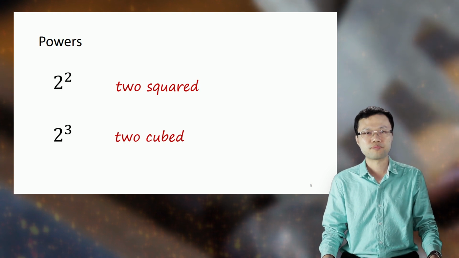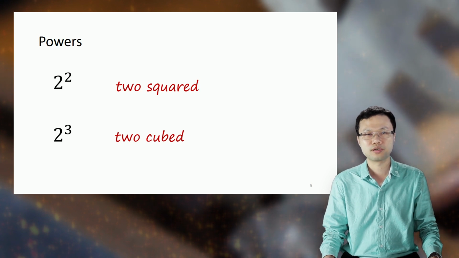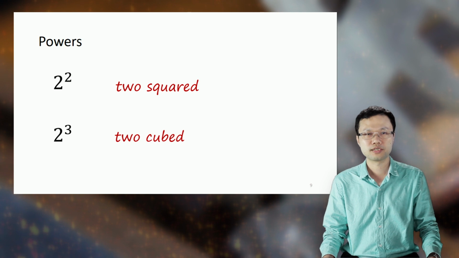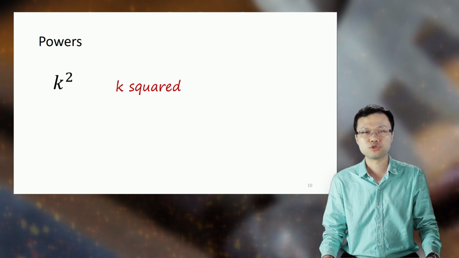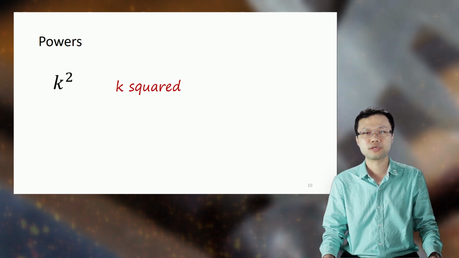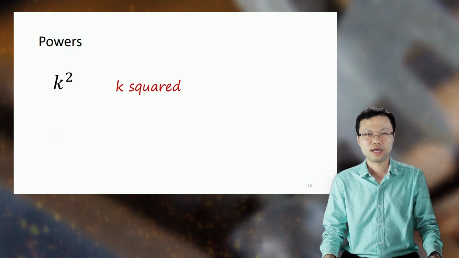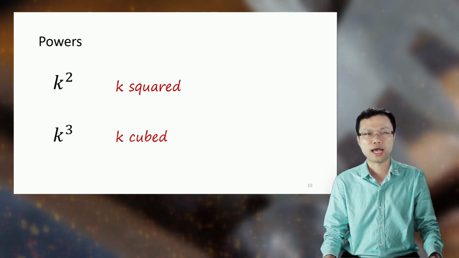Please notice the tense. There is a d attached to square and cube. We must say 2 squared instead of 2 square, and 2 cubed instead of 2 cube. We can also change the base 2 to other numbers. Here we take the number k to represent general numbers. So we have k squared and k cubed. Again, please notice that d must be attached to the words square and cube.